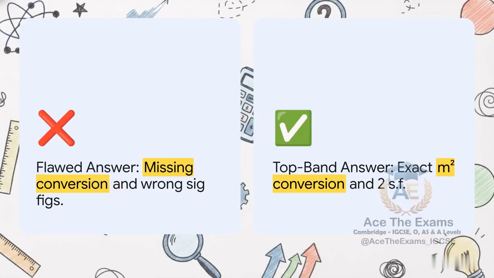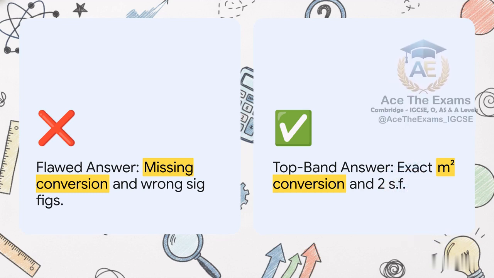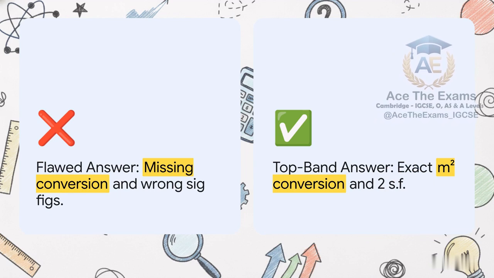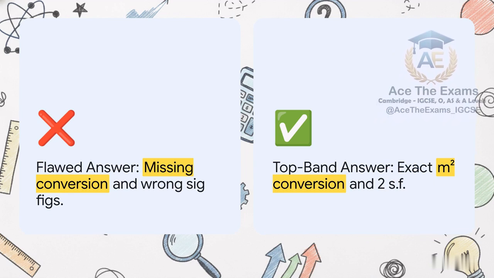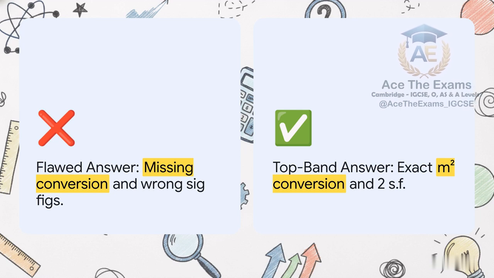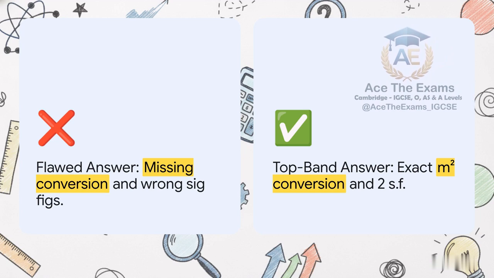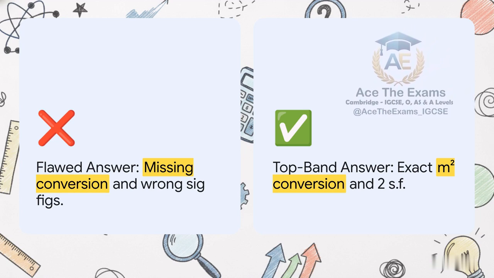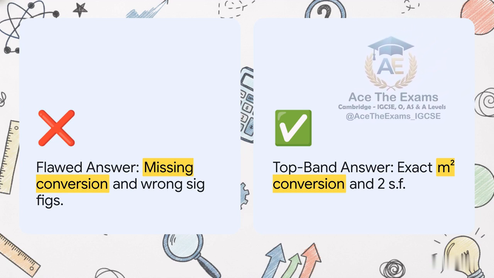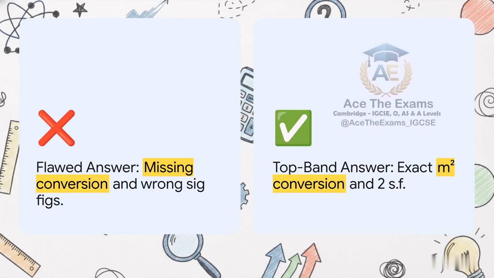A flawed, painful learner mistake happens when a student calculates the weight, divides it by 1490, and just moves on. They miss the crucial unit conversion, and they completely ignore the significant figures requirement. But contrast that with a true top-band answer. Notice the specific, deliberate conversion from square centimeters to square meters. You have to divide by 10,000, not just 100. Then, that final answer is locked in at exactly 2 significant figures.